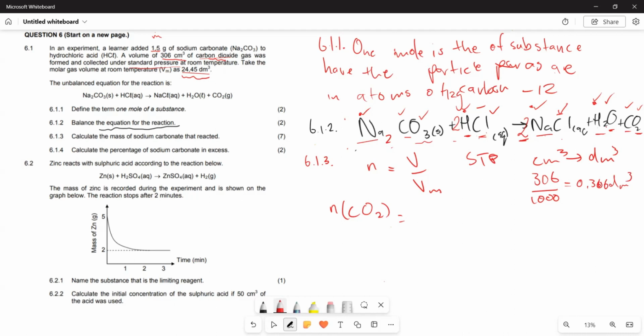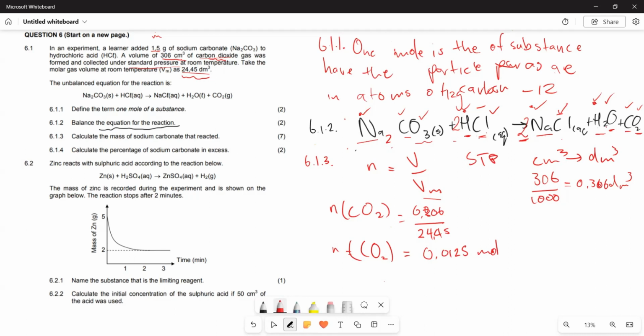So the first thing that you are going to do is punch in here 0,306 over what? The molar volume, you are already given, is 24,45. Right, this is 24,45. So now the moles of your CO2, which is the only thing that you are given here that can at least lead you somewhere, what is the mole of that? The mole that you are going to get for your CO2 is going to be 0,0125 mole. And please ensure that every time you calculate something, you write the units, because they are of the greatest importance.